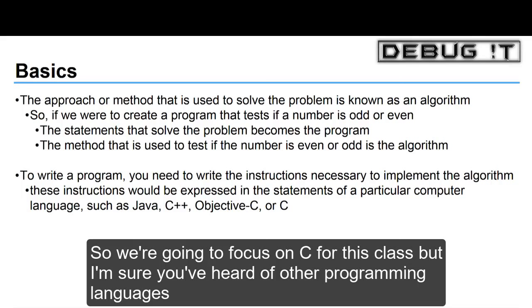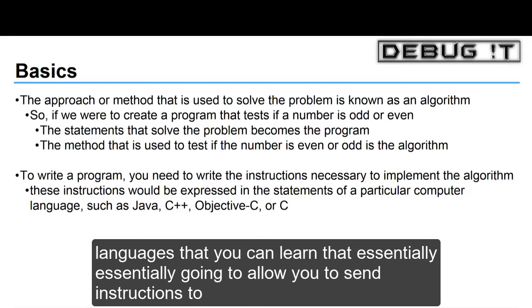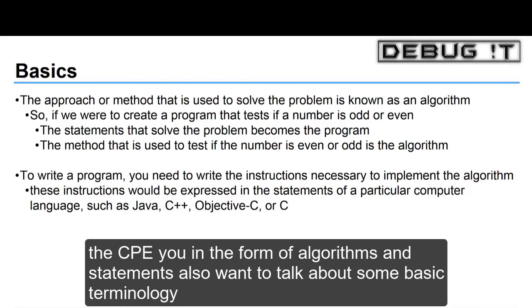We're going to focus on C for this class, but I'm sure you've heard of other programming languages like Java, C++, and Objective-C, which is used in iOS applications, though more now it's Swift. There are all these different programming languages you can learn that essentially allow you to send instructions to the CPU in the form of algorithms and statements.